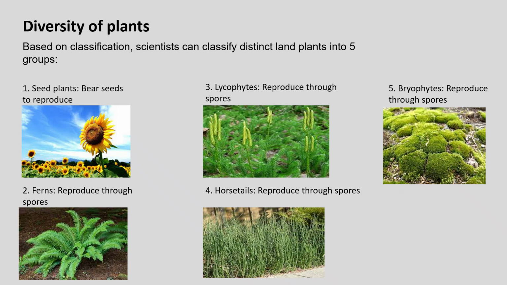We have horsetails which also reproduce through spores. Their elongation helps them to reproduce as well. And then lastly, we have bryophytes. They also reproduce through spores. Usually bryophytes, you can find them if you have a paving and it's usually moist. Bryophytes tend to grow there.